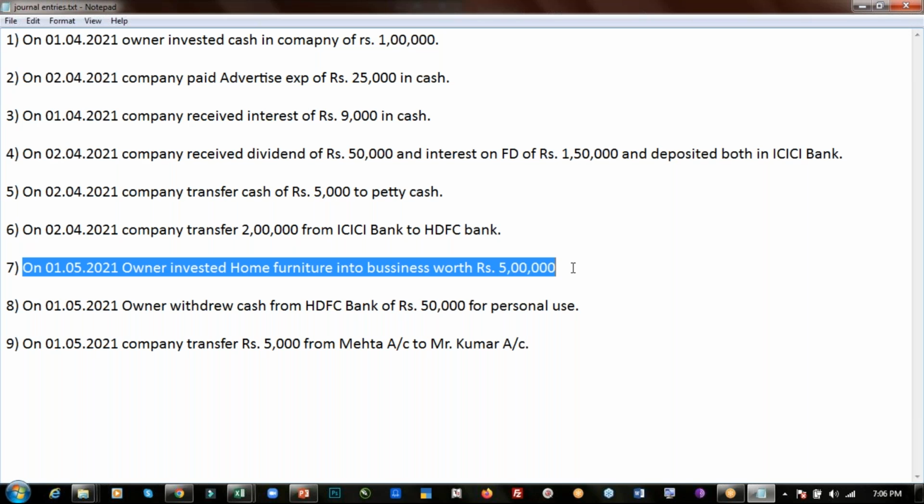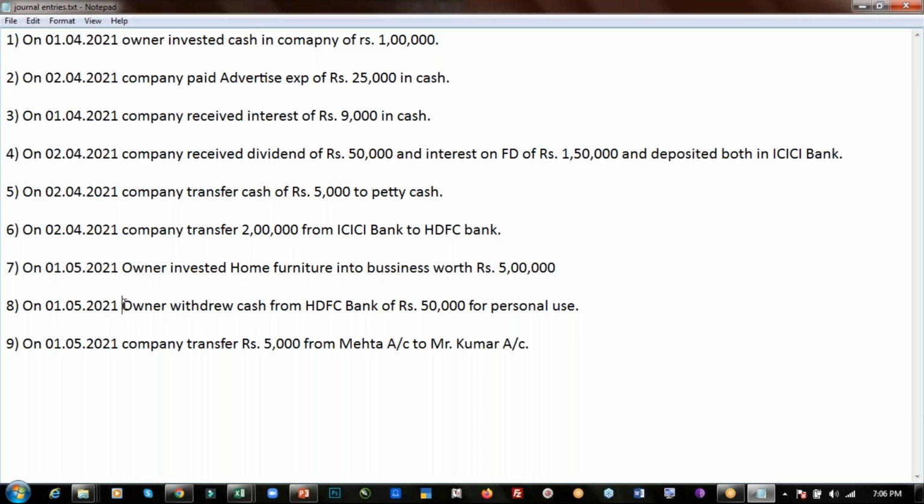In the 7th point, owner is investing their home furniture into the business. So capital goes for the credit because it's the owner's amount, and furniture goes for the debit because in the business furniture is coming in. Furniture account debit to capital account will be the entry.